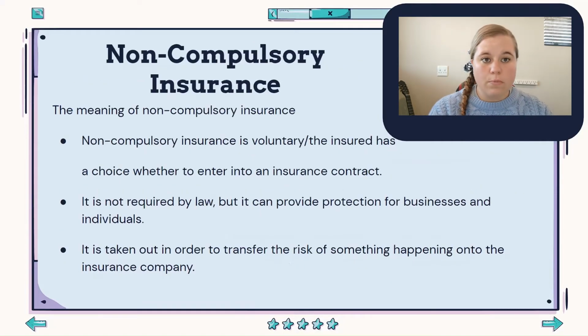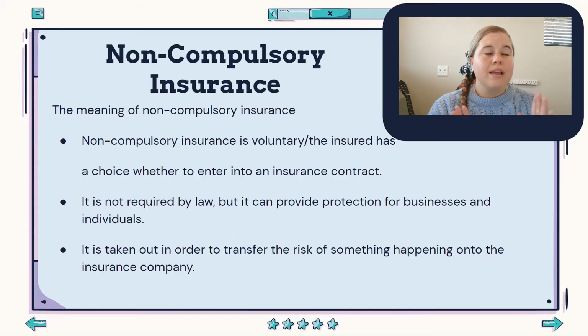Then we have non-compulsory insurance. The meaning of non-compulsory insurance: it is voluntary. The insured has a choice whether to enter into the contract. It is not required by law, but it can provide protection for a business and individuals. It is taken out in order to transfer the risk of something happening onto the insurance company.